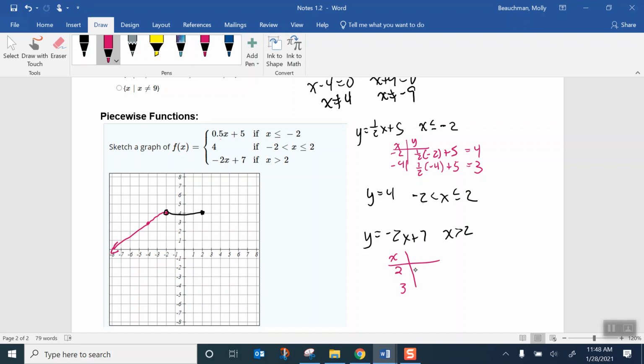So I take negative 2 times 2 plus 7. Negative 4 plus 7 is 3. 2, 3. So there's 1, 2, 3. And I'm going to have an open circle. Put in 3, I get negative 2 times 3 plus 7. Negative 6 plus 7 is 1. 3, 1. So I'm going to graph this graph, negative 2x plus 7, for all x values greater than 2. So there's my piecewise function.